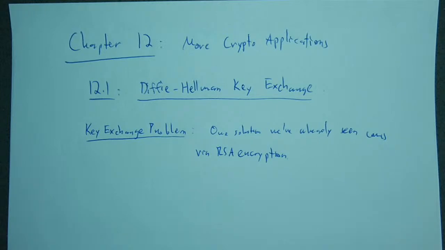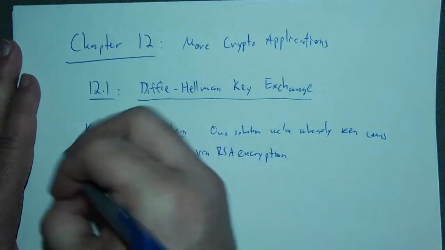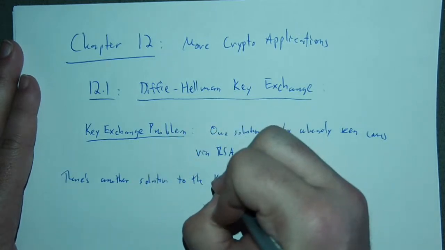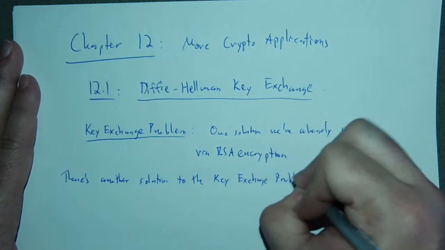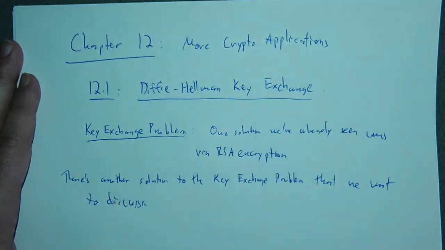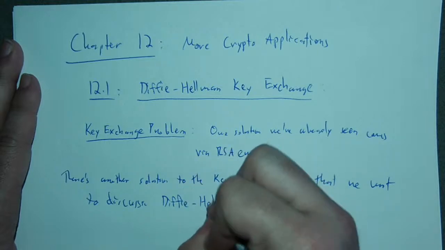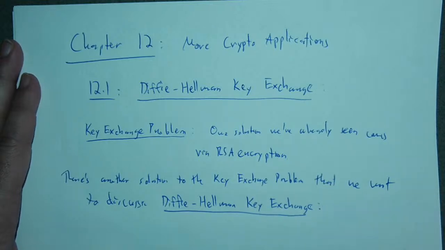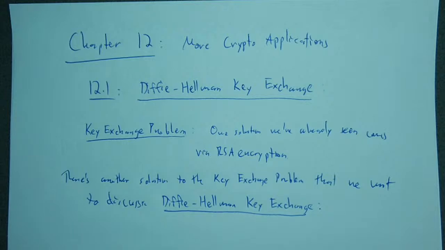So RSA encryption gave you one solution to what's called the key exchange problem, but there's another solution we want to discuss. And that is the Diffie-Hellman key exchange. So a little note on some terminology here, and I'll mention this again. It's called Diffie-Hellman key exchange, but it's really more like Diffie-Hellman key definition or Diffie-Hellman key establishment system, because you're not really exchanging a key. You're really just using a process to establish the same key.